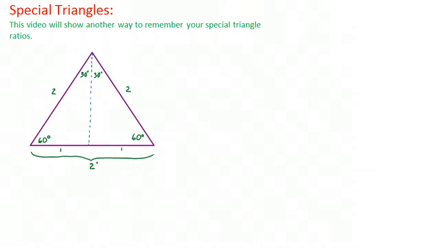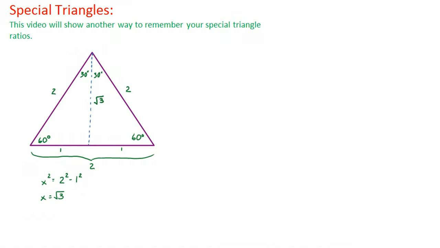So now that you have this, you have enough that you could use Pythagoras' theorem to find the value here. If you had to, you could say, well, this value here, let's call this x. So x squared is equal to 2 squared minus 1 squared, so x is equal to the square root of 3. So that's root 3, and now you have all the information you need for your 30, 60, 90 triangle.